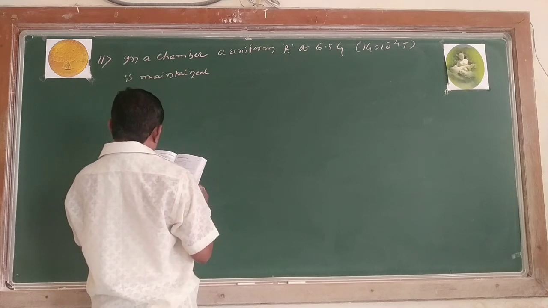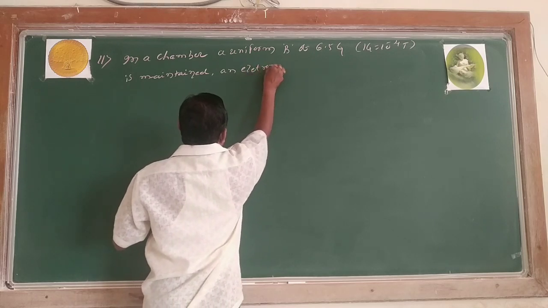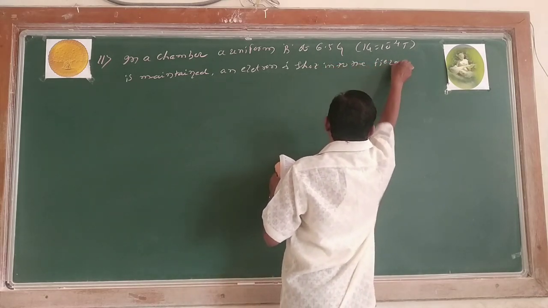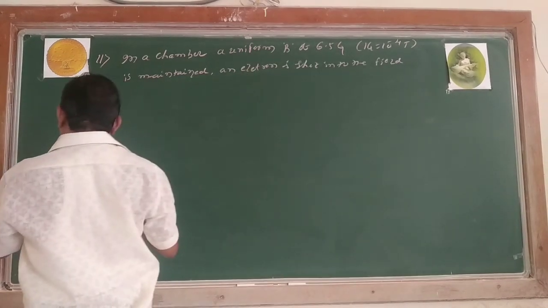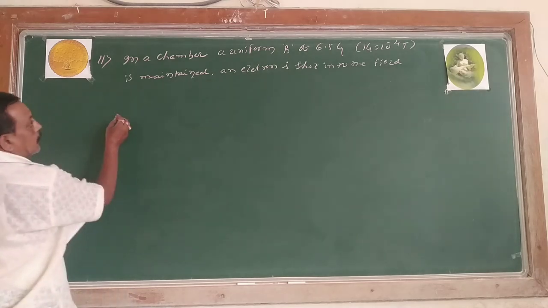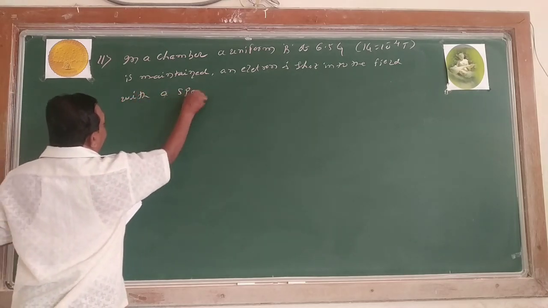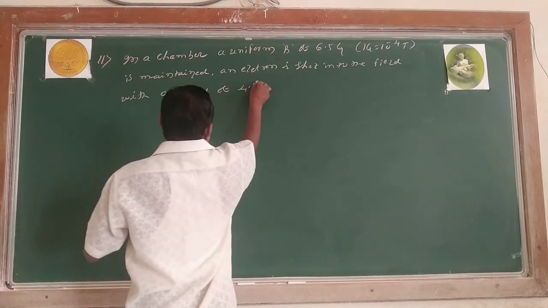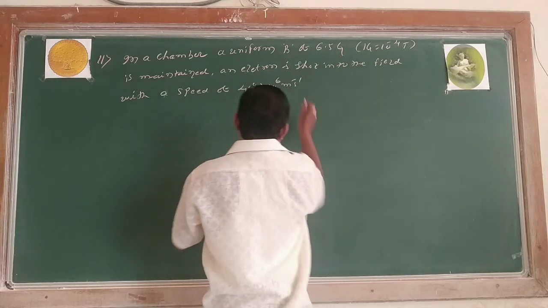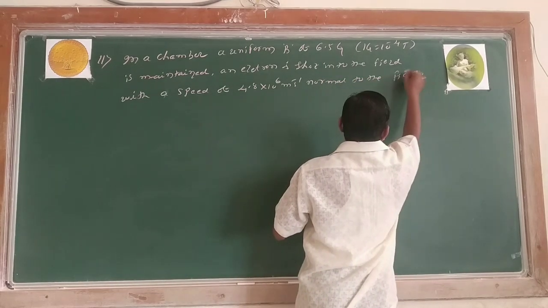An electron is shot into the field with a speed of 4.8 into 10 to the power of 6 meter per second, normal to the field. That is, perpendicular to the field.